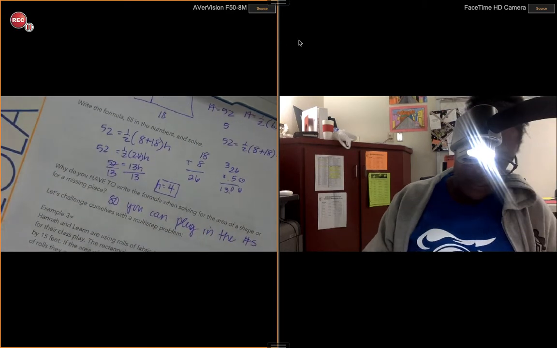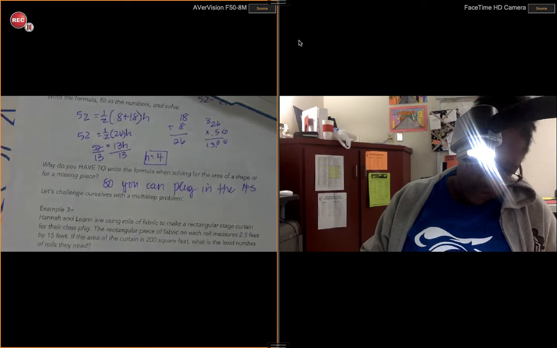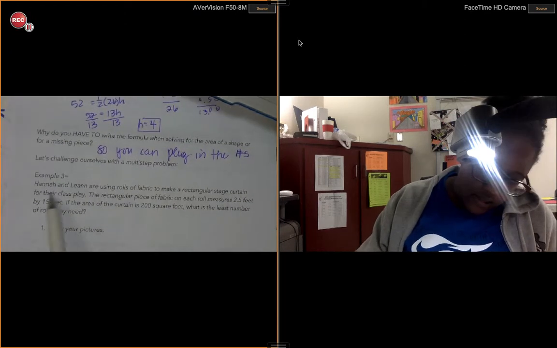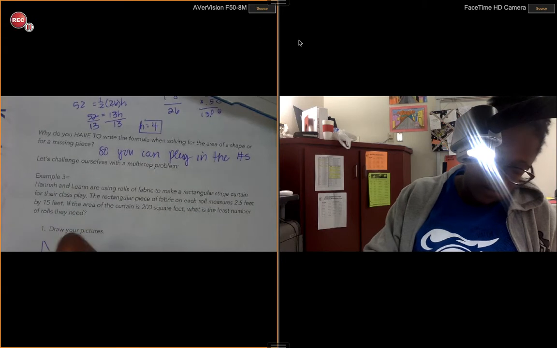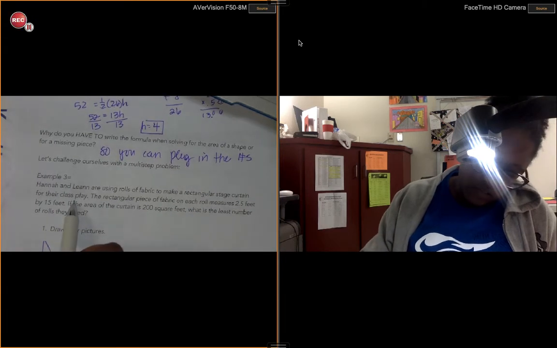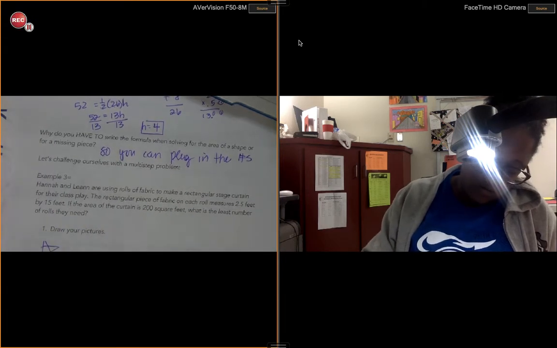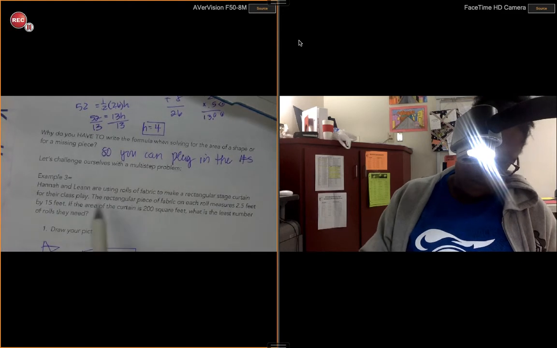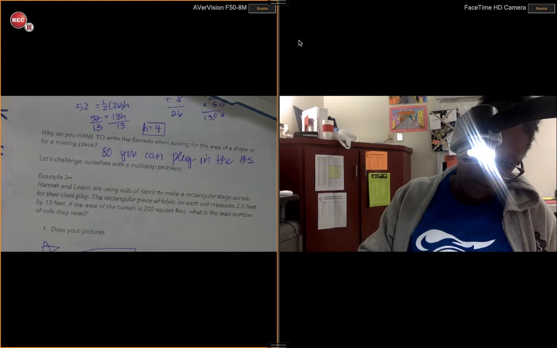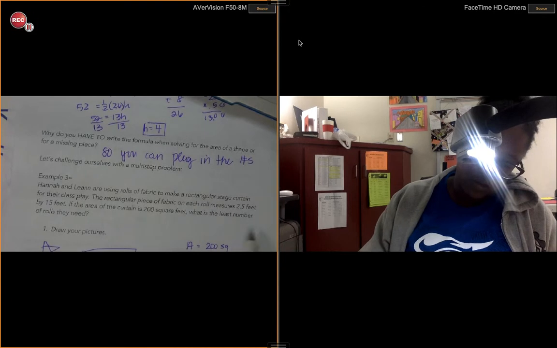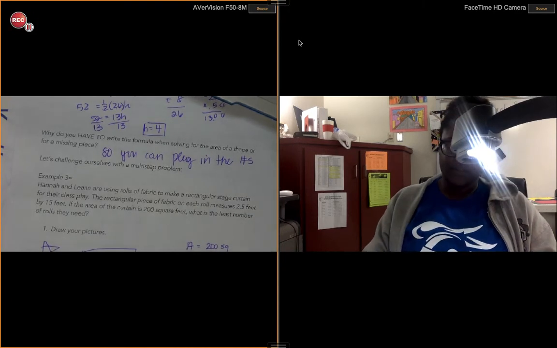Now let's do a multi-step one. It says Hannah and Leanne are using rolls of fabric to make a rectangular stage curtain for their class play. The rectangular piece of fabric on each roll measures 2.5 by 15. The area is 200 square feet. What is the least number of rolls they need?